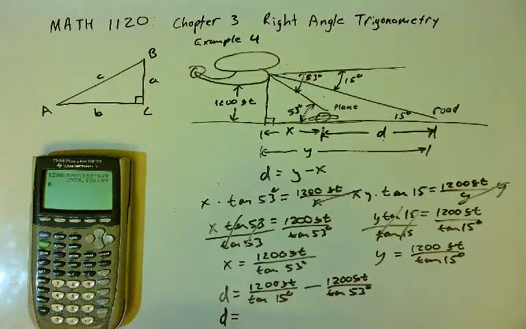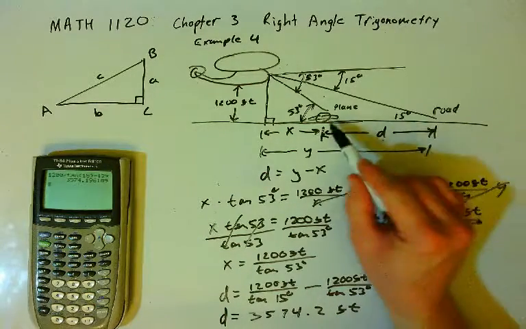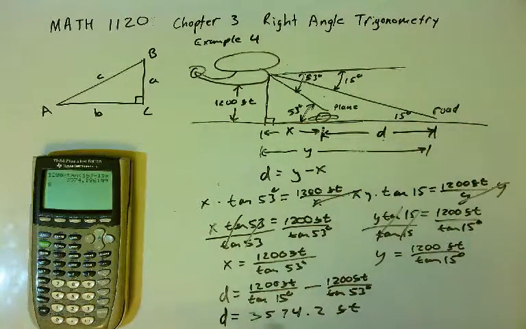And then we can press equals. So d is equal to 3,574.2 feet. And so the distance between the plane and the road is 3,574 feet.